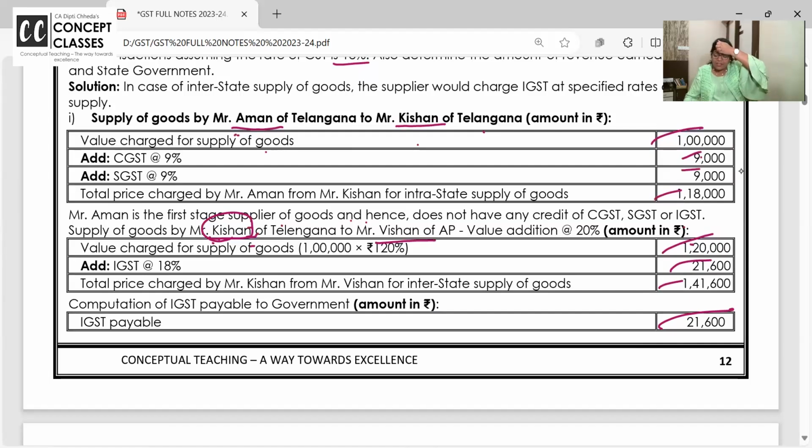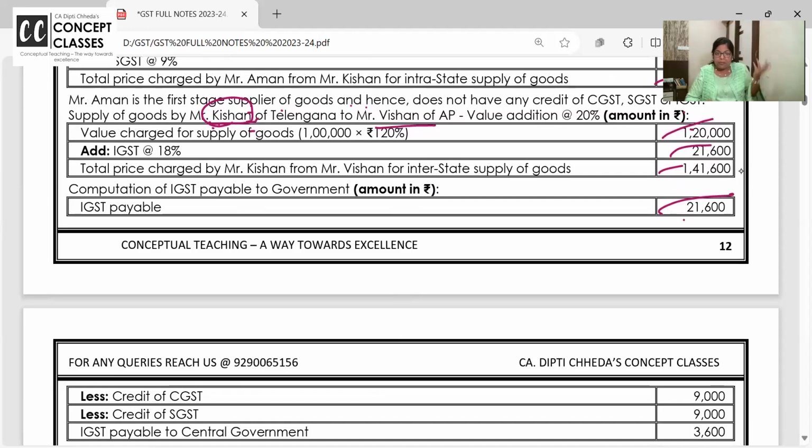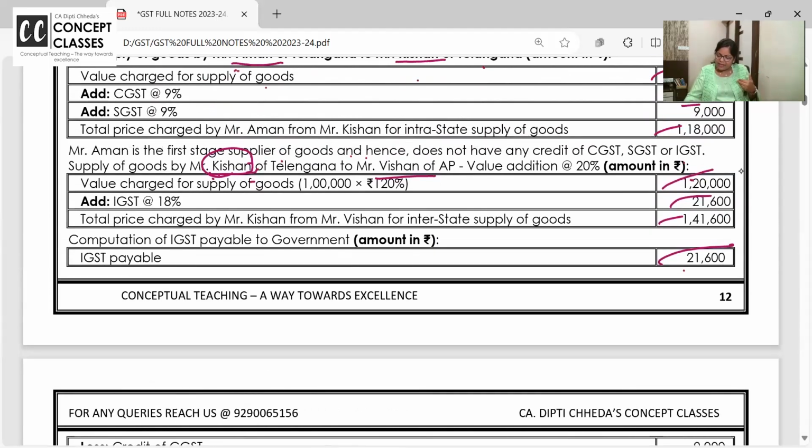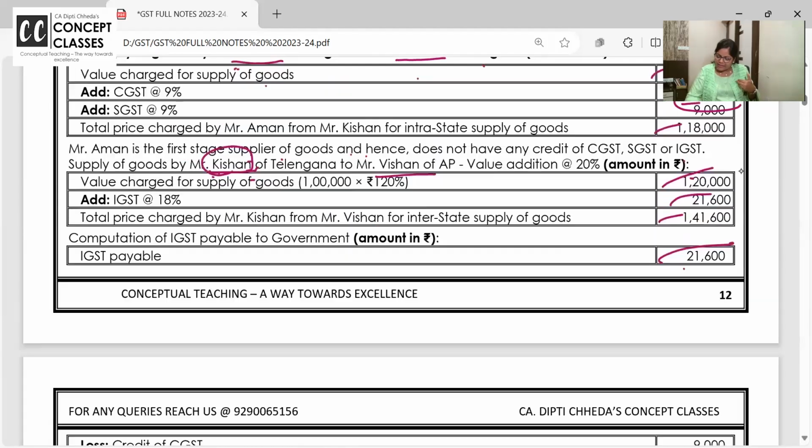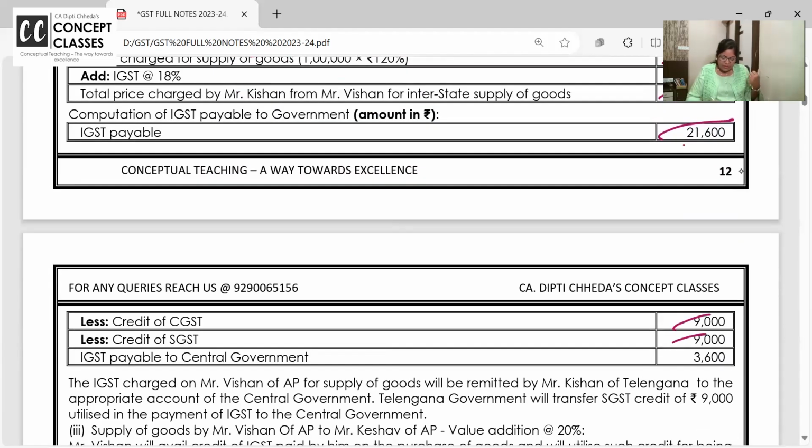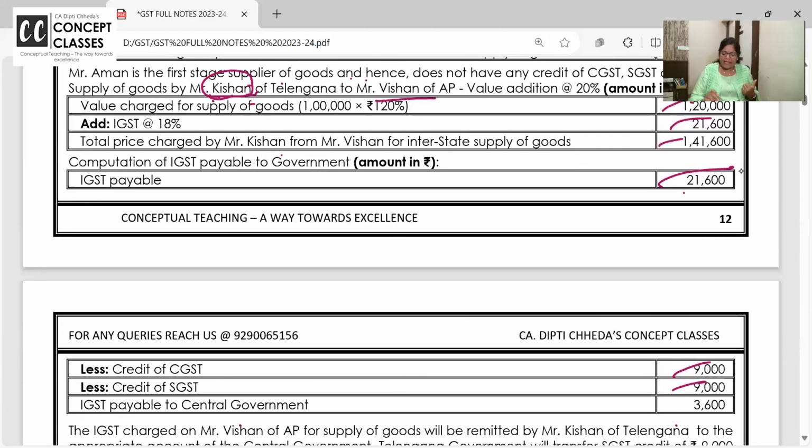So K is saying, sorry boss, in output IGST I don't have input IGST. But can I then set off CGST and SGST paid? Yes. So different IGST, who will pay? K. But this benefit, K is from which state? Telangana. This 3,600 benefit, in the end, where is the transaction closing? Andhra Pradesh. So this will go to Andhra Pradesh.